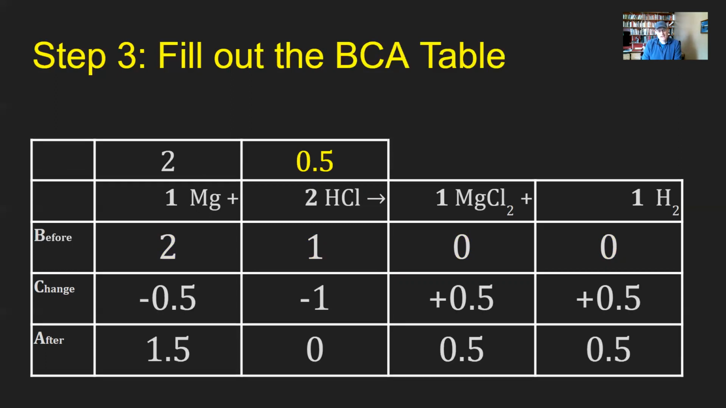Here's what the rest of the BCA table should have looked like. You'll notice that I have negative 0.5 for the magnesium because the magnesium is a reactant and it's going away. I'm losing all of my hydrochloric acid, and we're producing 0.5 mole both of hydrogen gas and magnesium chloride, which means after the reaction I have 1.5 moles of magnesium, 0 moles of hydrochloric acid, 0.5 moles of MgCl2, and 0.5 moles of H2 gas.